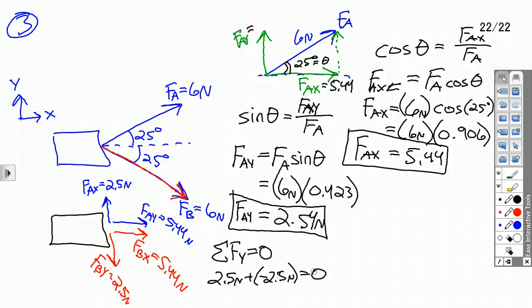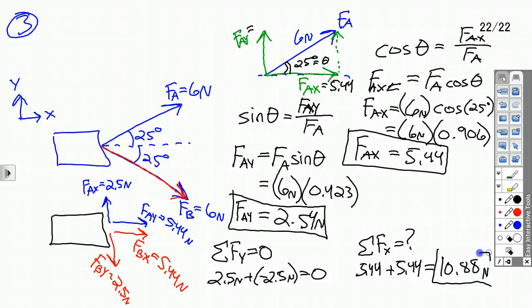Now if I sum the forces in the x, that's not going to be 0. I have 5.44 from the blue one, and I have 5.44 from the red one, which gives me 10.88 newtons in the x direction, and 0 newtons in the y. Total FX, total FY.